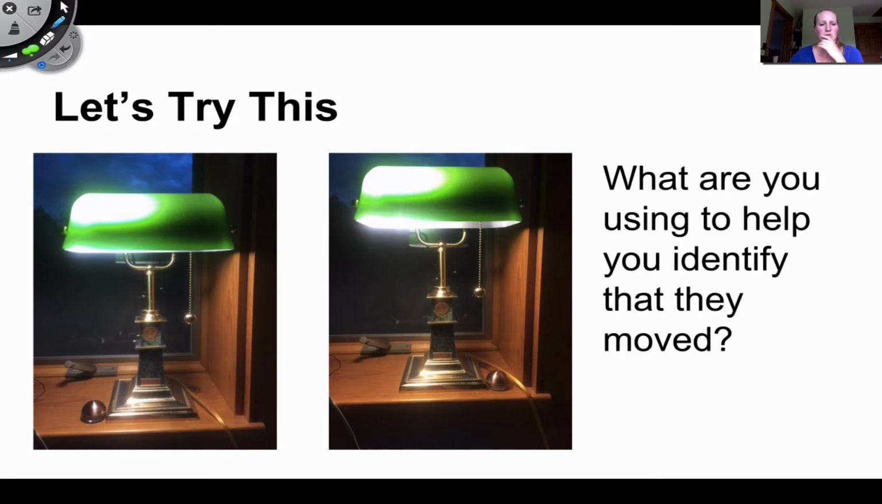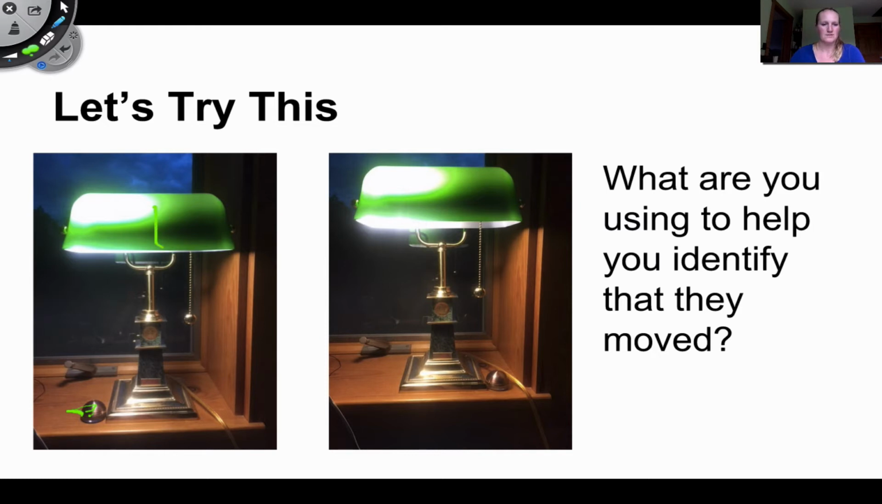Okay, so if we are looking at these 2 images, I'm looking at this object right here, this lip balm, right? How can we tell that this has moved? What are you using in order to tell that it has moved? So take a moment and think about that, and everybody may have a different answer here.